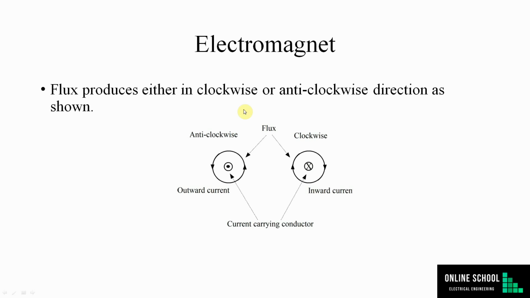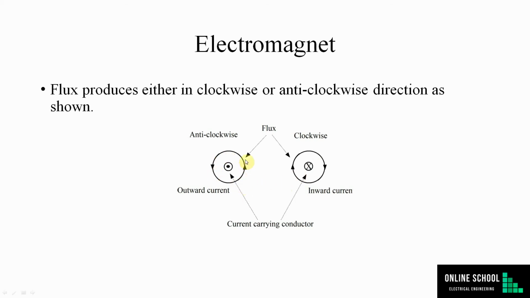So the flux produced is either in a clockwise or anti-clockwise direction according to the direction of current as shown. Here, when current is coming out, the flux produced surrounds this conductor. This is flux and the direction is anti-clockwise. When current is going inward, that means cross notation, the line of force and flux produced surrounding this conductor will be in clockwise direction.